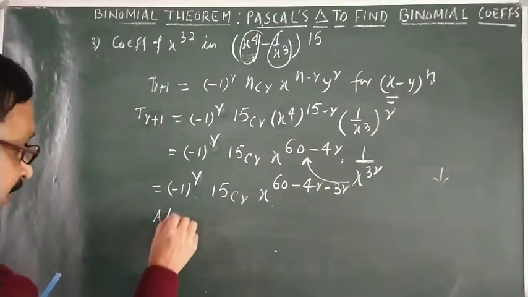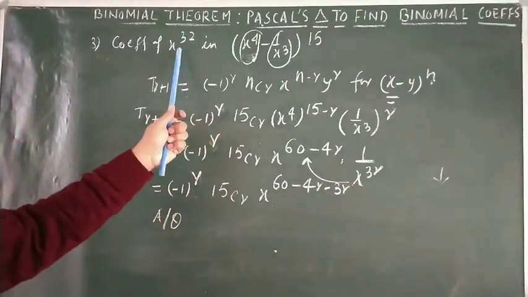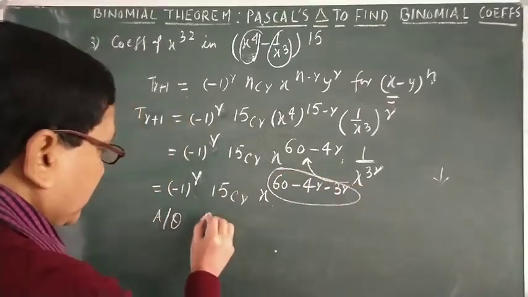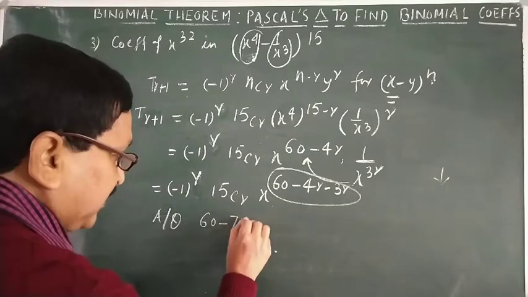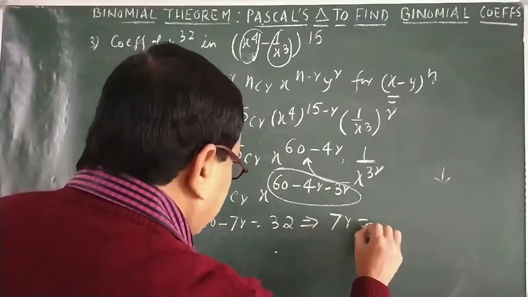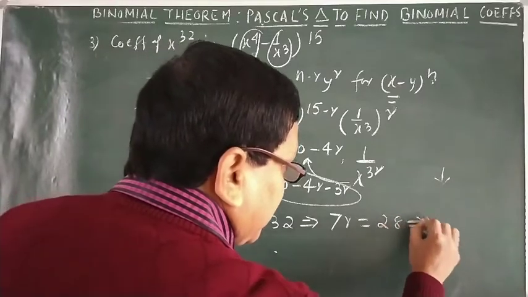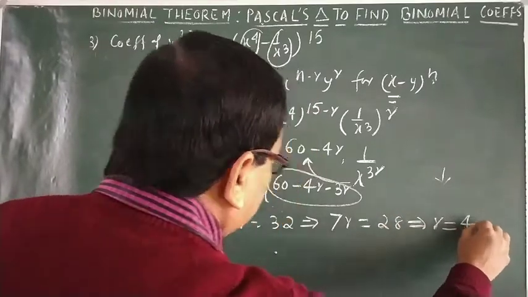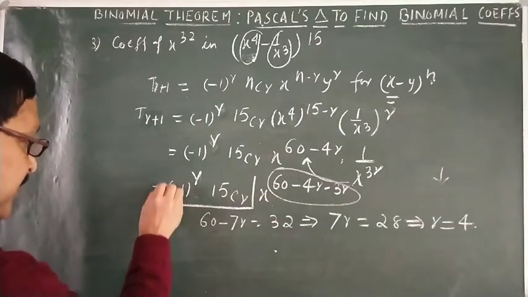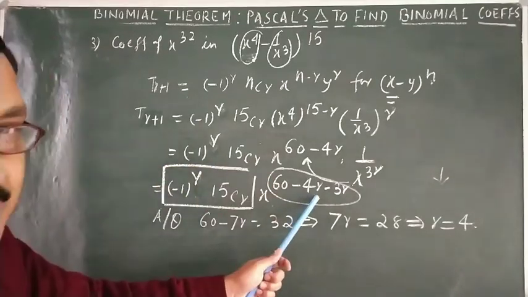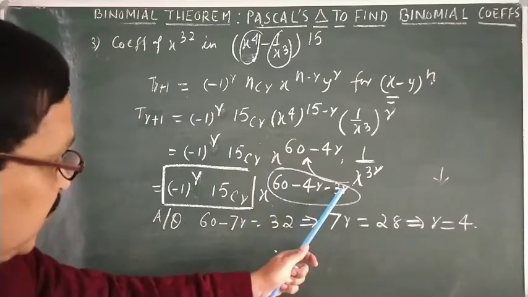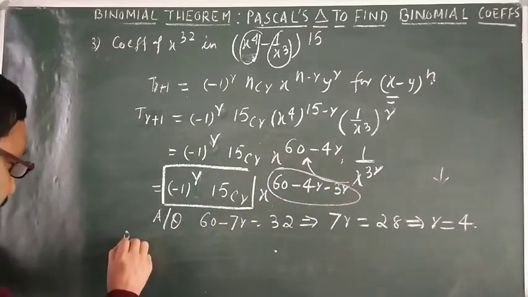According to the question, the power on x is 32, so this must be 32. So 60 minus 7r is equal to 32, so 7r is equal to 28, so r is equal to 4. Now the coefficient, this is the coefficient, because this power has become 32. We have equated this to 32. So this is the required coefficient.